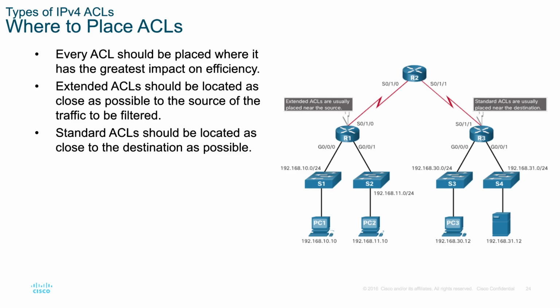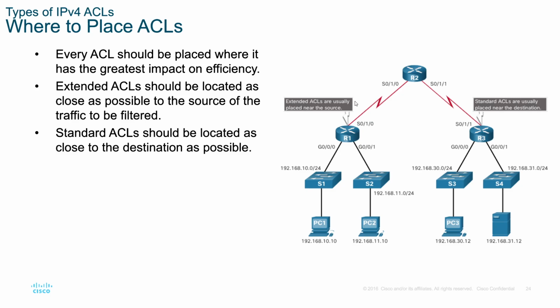Now, the reason behind this logic. With a standard ACL, we're only filtering traffic based on the source IP address. So if we put it close to the source, we won't gain access to any of the other destinations that are valid, because it's not looking at where the traffic flows, it's only looking at that point. So we need to control what we're going to do with it.